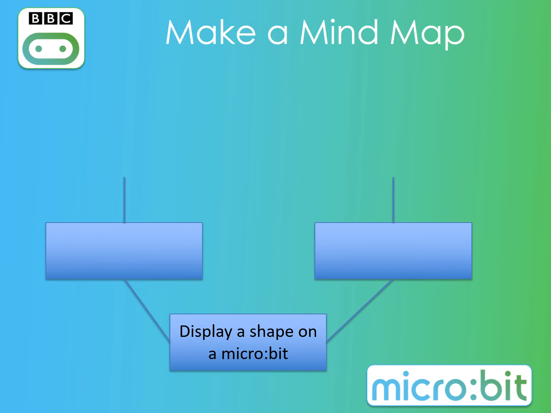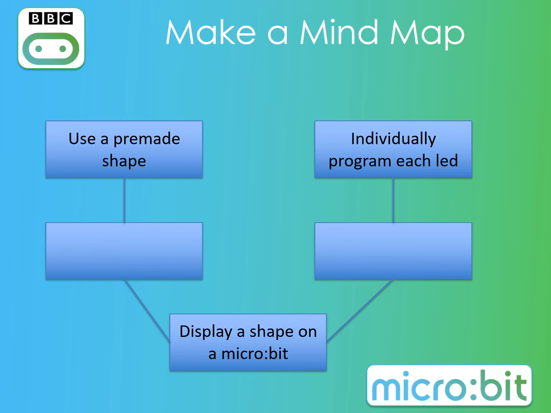And then we draw another line, and there's one solution. So we've said use a pre-made shape, and the other solution was individually program each LED. Okay, so we've got our problem at the bottom, and we've got our two solutions at the top. But what we really want to know is the sort of reasoning behind choosing each of these.